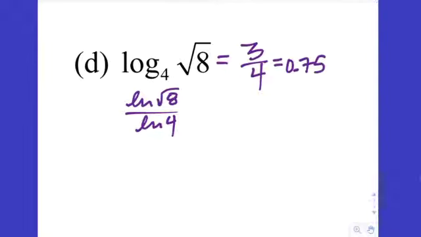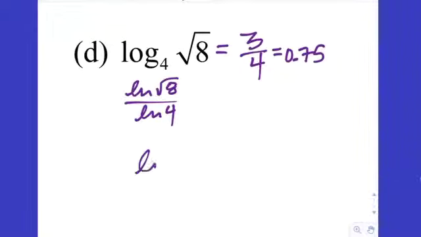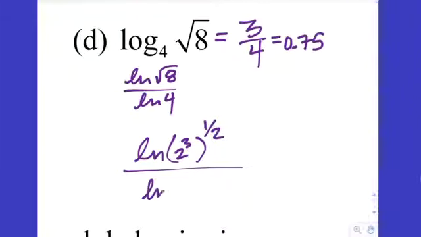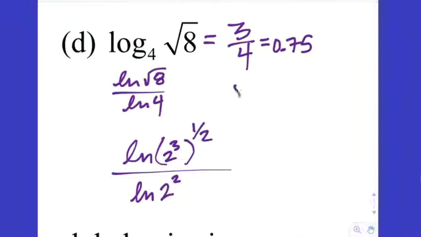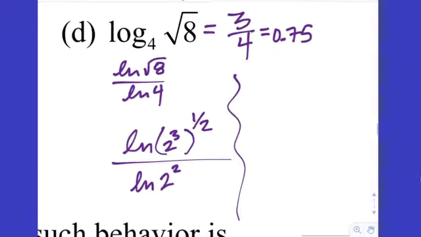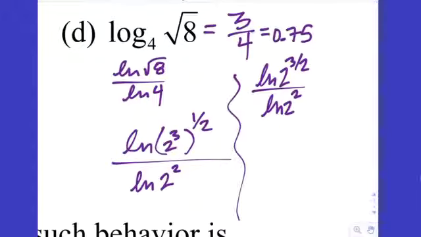Now you can work on both the numerator and the denominator separately, trying to write their arguments as powers of 2, which will be easily accomplished. The square root of 8 is 8 to the 1/2, and of course, 8 in terms of 2 is 2 cubed. So there's your new numerator. The bottom, the natural log of 4, is the same as the natural log of 2 squared. So if you clean it up a little bit, the numerator becomes the natural log of 2 to the 3 halves, all over the natural log of 2 squared.